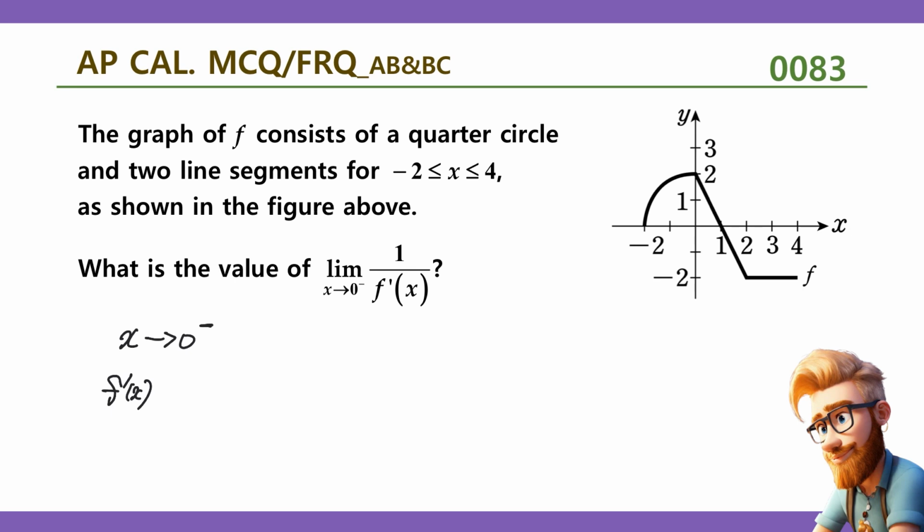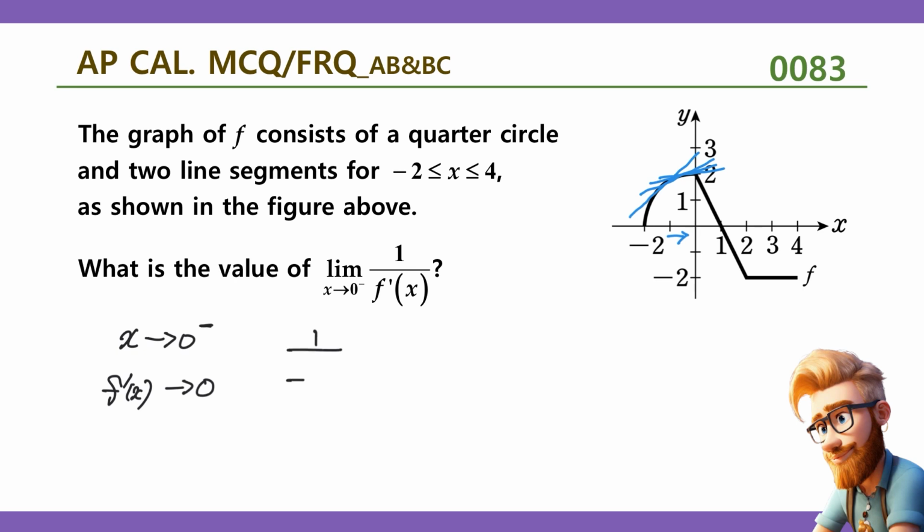As x approaches 0 from the left-hand side, look at this slope right here. At this point, the slope is approximately positive 1, positive 1/2, 1/3, 1/10. It approaches 0, right? So the slope approaches 0. Does that make sense? Then what about 1 over f prime x?